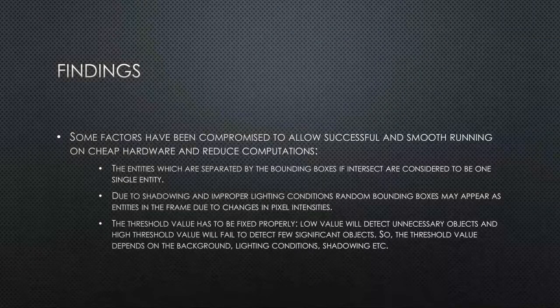Due to shadowing and improper lighting, it is possible that random bounding boxes may appear. For example, in my project, I specify a threshold of 25. Suppose the threshold is less for a different environment, and there are changes in the lighting, and because of that, there are changes in the pixel densities from the first frame. So the absolute difference may be more and above the threshold value, so these changes can be detected as objects, and bounding boxes may appear in the frame. So the threshold value has to be fixed properly. We know that a low value will detect unnecessary objects, and a high threshold will fail to detect a few significant objects. So depending upon the lighting conditions, the shadowing, and the backgrounds, we have to properly set the threshold value.